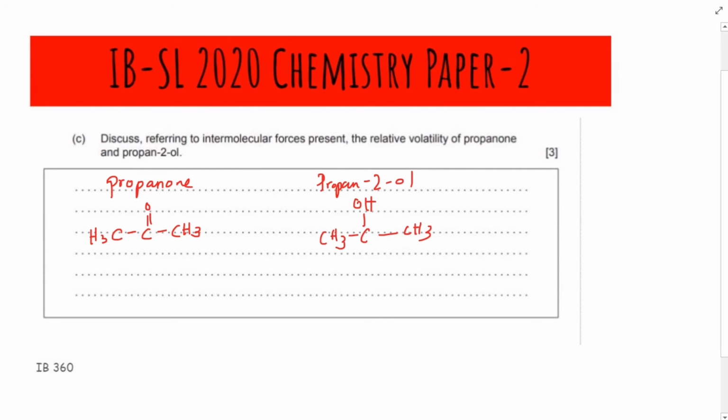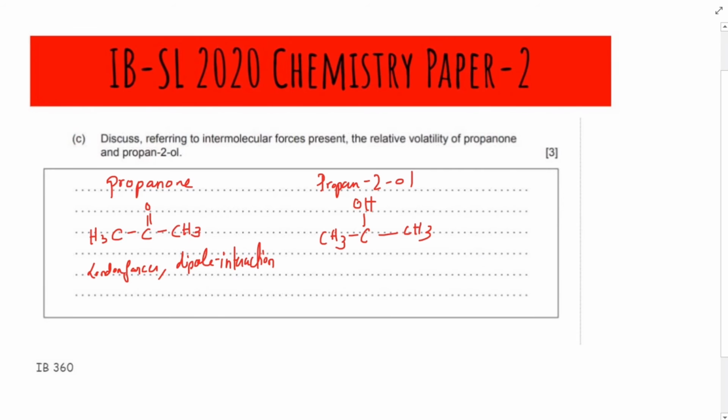So propanone can have only two intermolecular forces. First is the London forces, and second is dipole-dipole interaction. It cannot have a hydrogen bond because for a hydrogen bond, hydrogen should be directly attached to an oxygen.